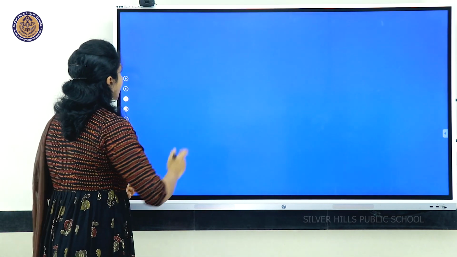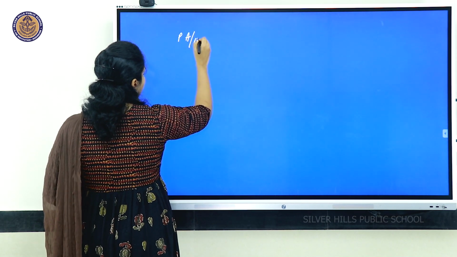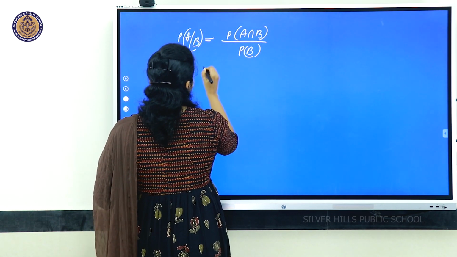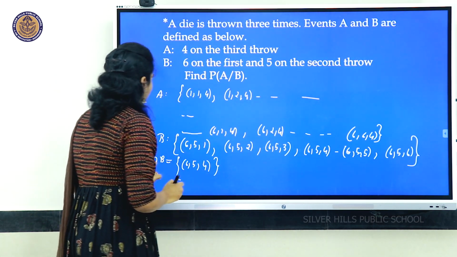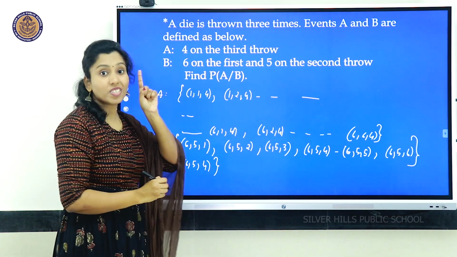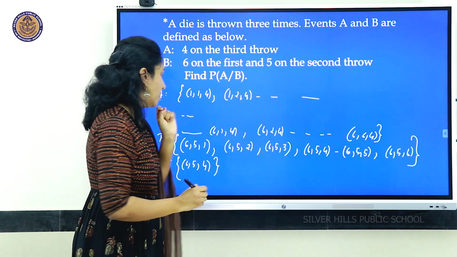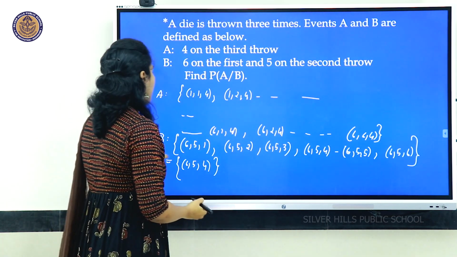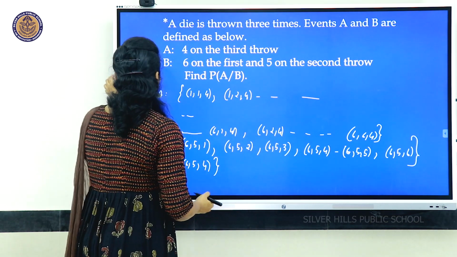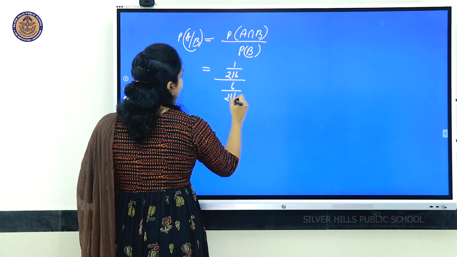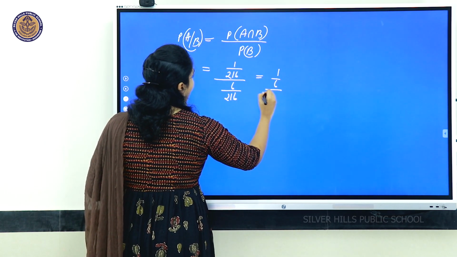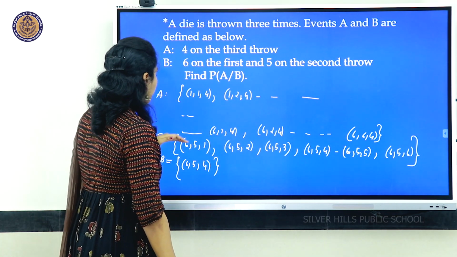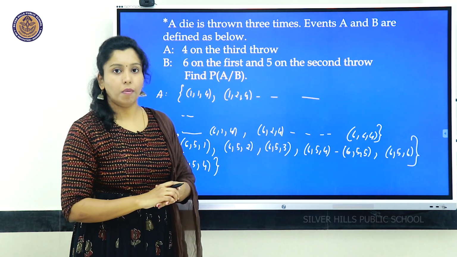So, we will apply the result. P of A given B is equal to P of A intersection B divided by P of B. Now, see, A intersection B has just one member out of 216, because number of members in the sample space is 216. So, I will write 1 by 216 divided by, now what is probability of B? How many members are there in B? 6 members out of the total 216. 6 by 216. So 216 get cancelled and your answer is 1 by 6. Okay. A intersection B, and then we applied the formula.